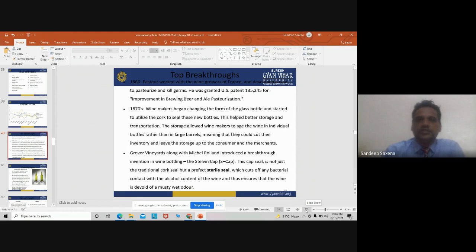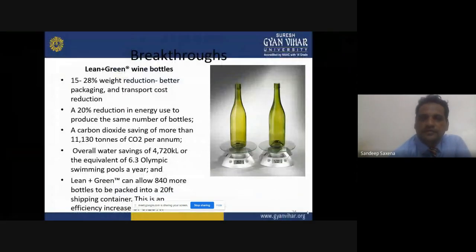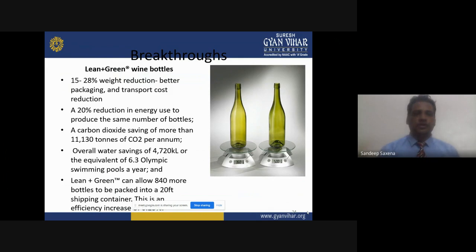So this is a top background about the wine industry. Now talking about the breakthroughs, the lean and the green. The lean and the green and the red wine bottles, there should be 15% to 28% VAT reduction, better packaging and transport cost reduction. A 20% reduction in energy used to produce the same number of bottles.